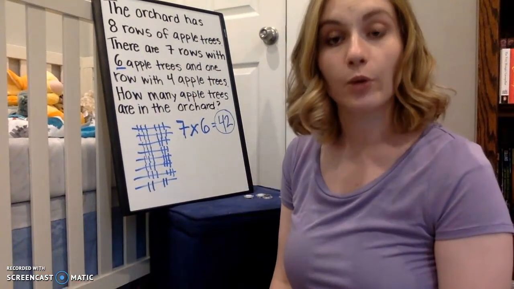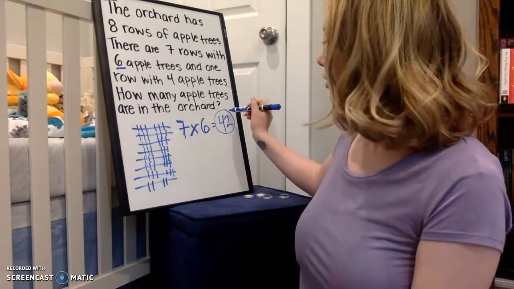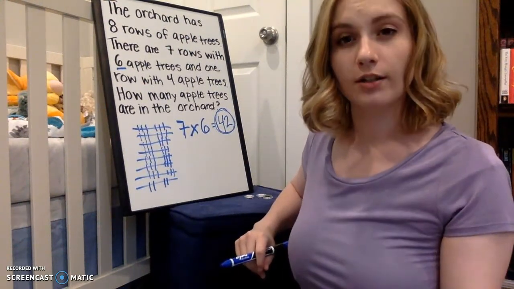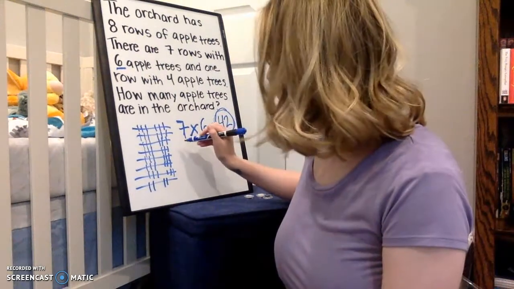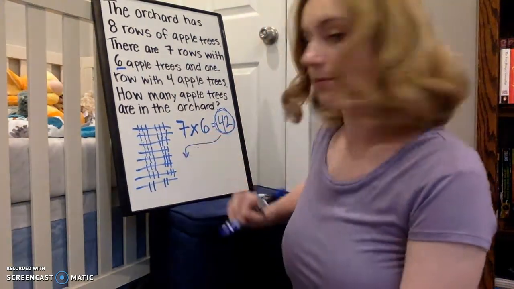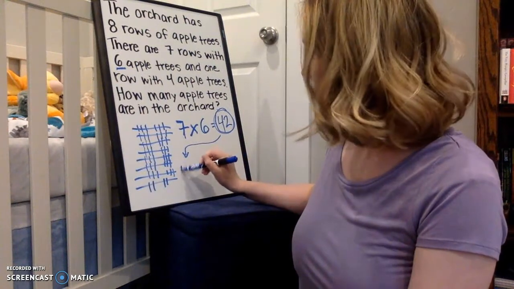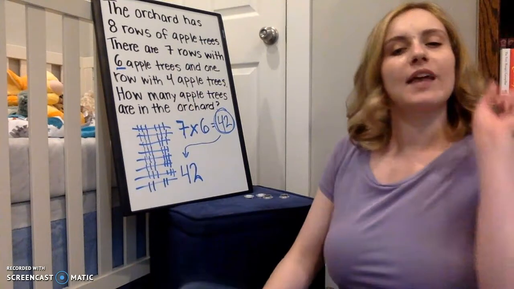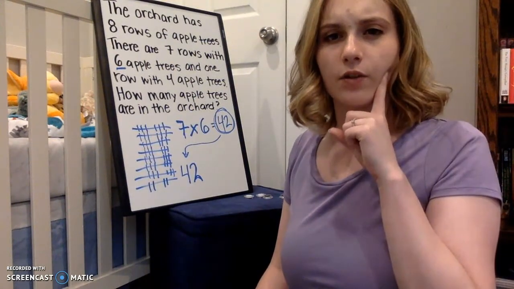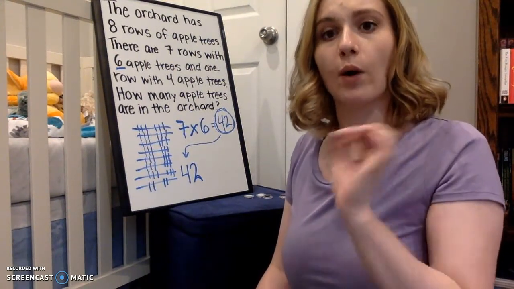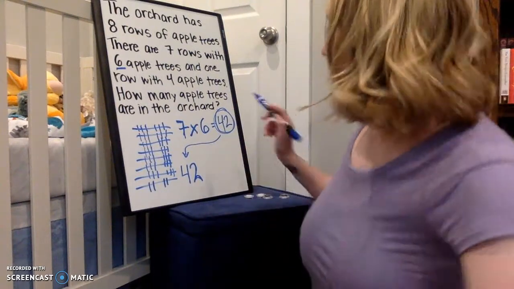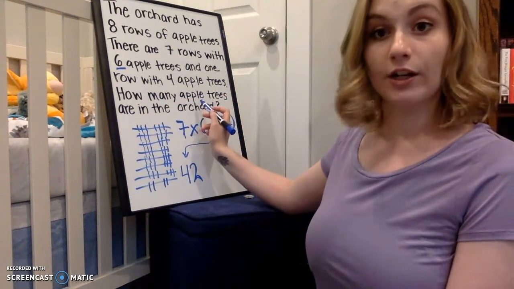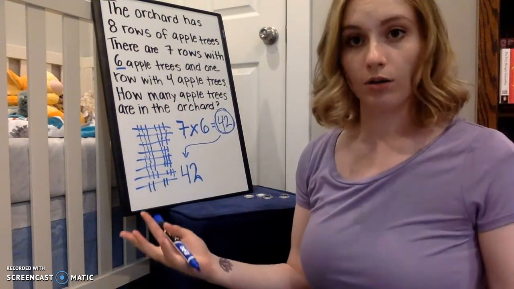Well, in a two-step word problem, you always take your answer from step one to start step two. So I'm going to take my answer, move it down here, 42, and remember that part of how I solve a word problem is I have to figure out what operation I'm going to use. So what operation am I using now? I want to figure out how many apple trees are in the orchard. So I want to know how many are in all.